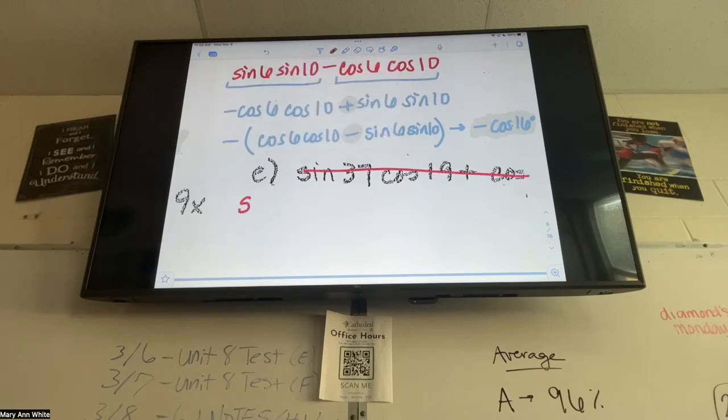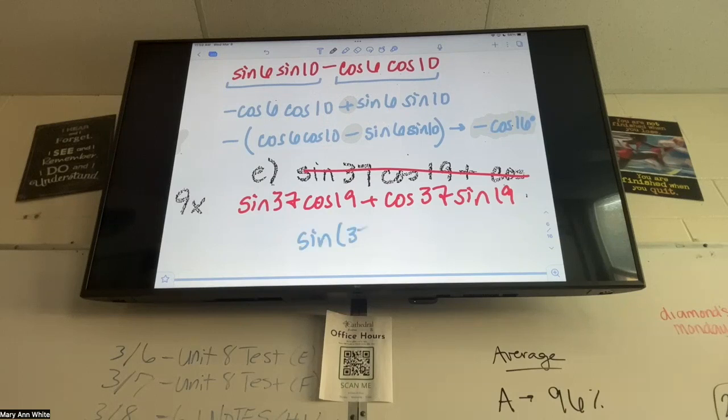This one's very simple. I'm just going to rewrite it so it makes sense. Sine of 37 cosine of 19 plus cosine of 37 times sine of 19. Sorry, I got cut off on the copier. Which one does this look like? Sine, cosine, tangent? Sine, add or subtract the two angles? Add them. 37 plus 19 is going to be 56.